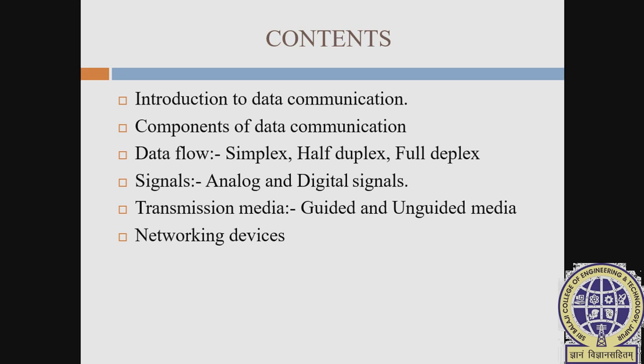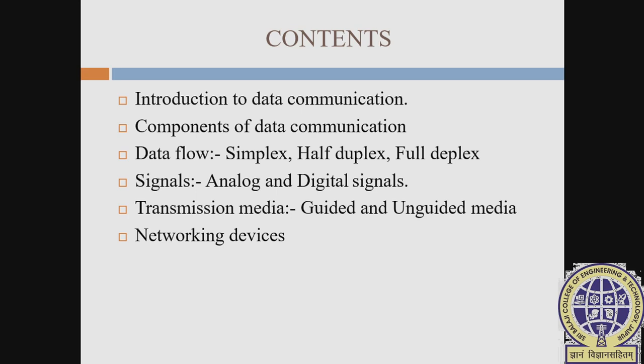Then next we cover in this lecture is signals. You are all aware about signals. Signals are two types: analog signals and digital signals. Then we learn about transmission media. Transmission media is the kind of technology that supports data sending from the sender side to the receiver side. And transmission media are two types: guided and unguided media. Then we learn about networking devices.